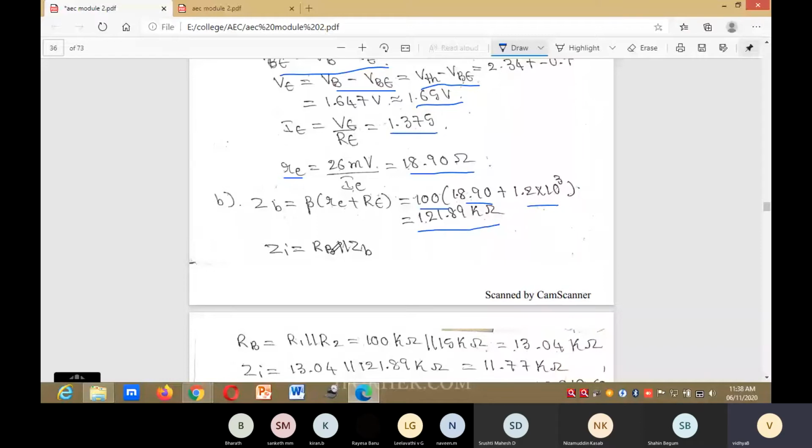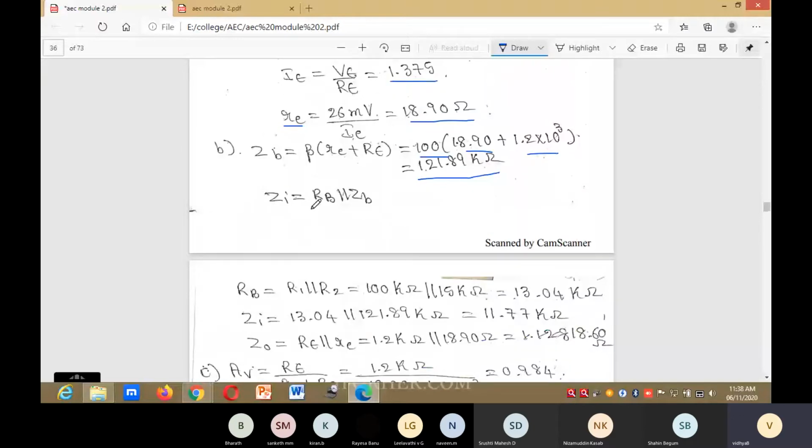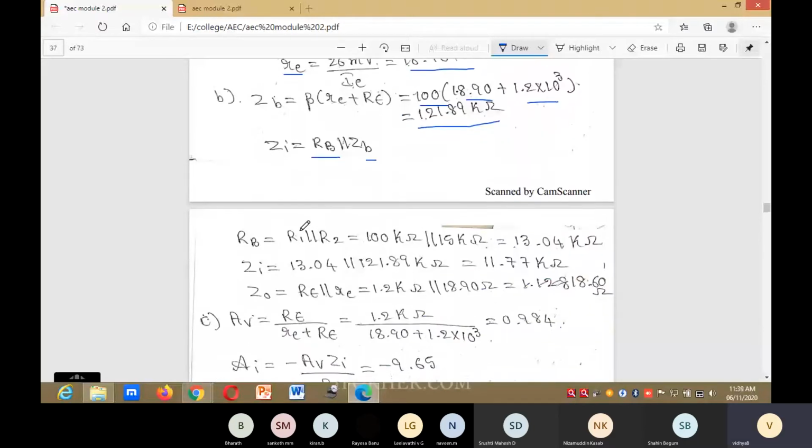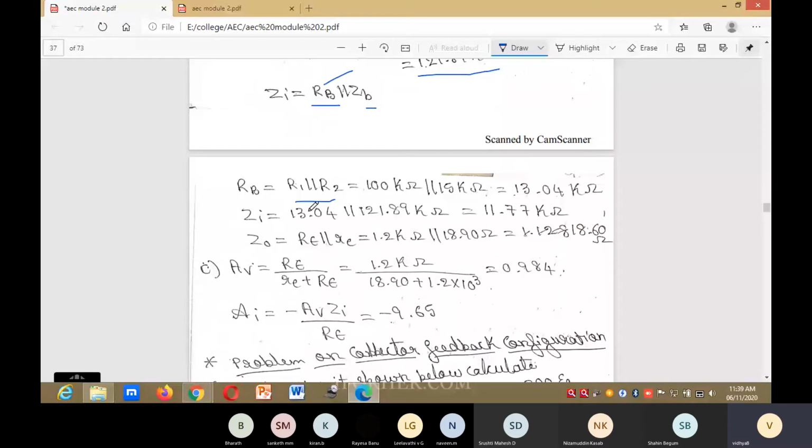Zi is equal to what? RB parallel with ZB. We know the value of RB and also ZB. RB is nothing but R1 parallel R2. First we need to find out RB, later we need to parallel with that answer. 13.04 parallel with 121.89 kilo ohm. If you solve that one, you will get 11.77 kilo ohm.